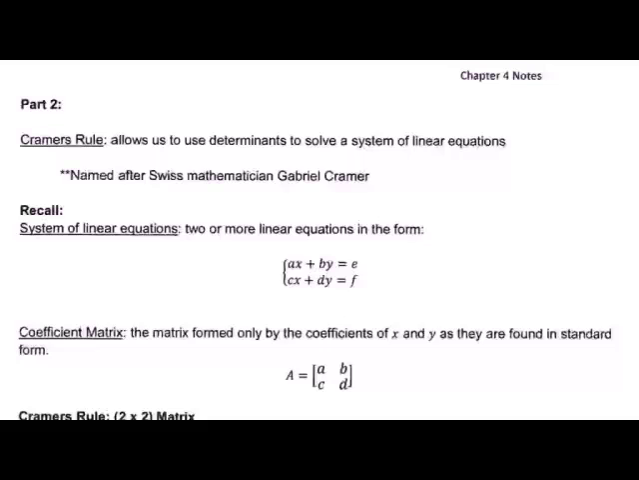Now this rule is named after a Swiss mathematician, Gabriel Cramer, who came up with this method. If you recall, a system of linear equations is two or more linear equations in this form here. Notice that we have A, B, C, and D. Those are all numbers in front of the variables. That is what we call a coefficient. So the coefficients are the numbers in front of the variable, and again, that is A, C, B, and D.